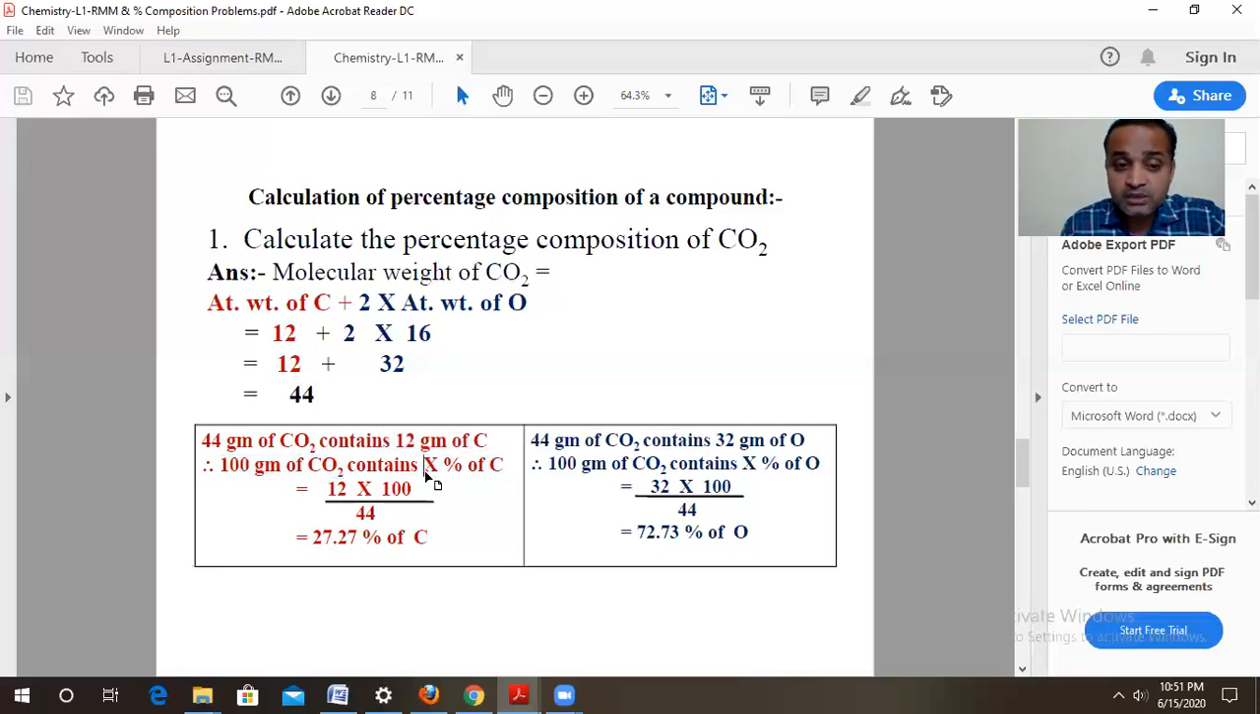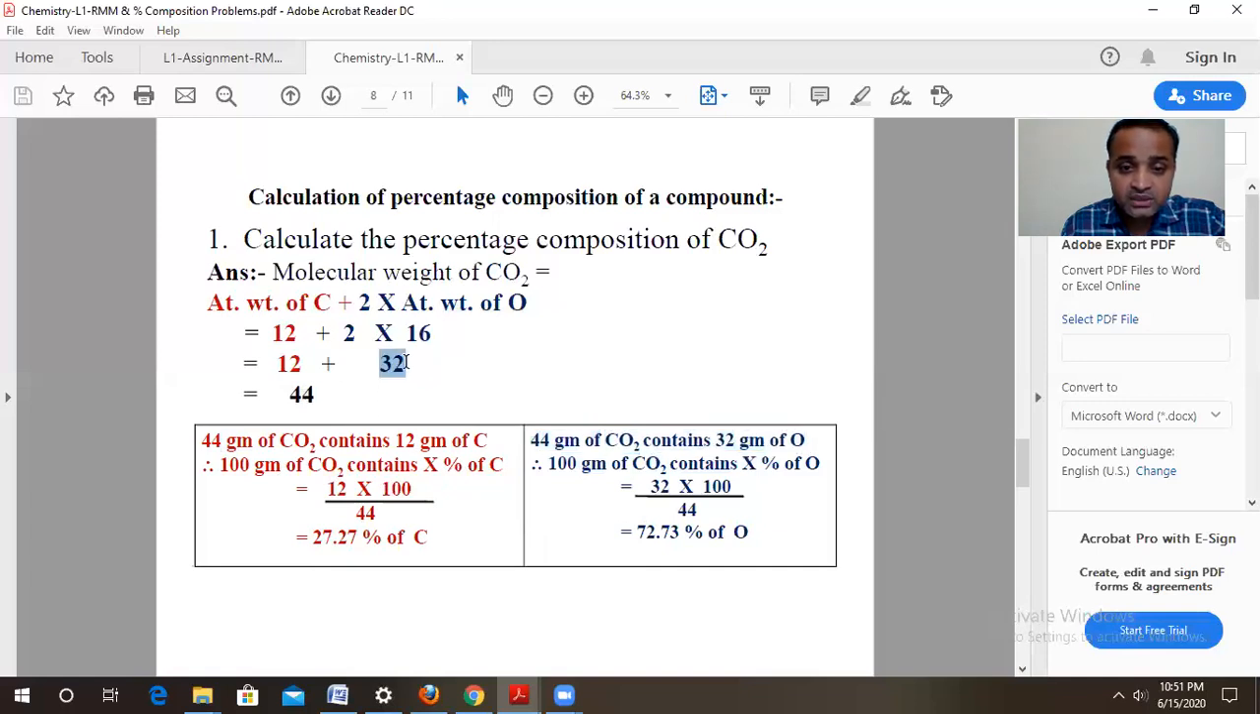So just do the cross multiplication. It will become 12 multiplied by 100 divided by 44, that is 27.27% of carbon. Percentage of carbon is 27.27. Now, 44 grams contains 32 grams of oxygen.